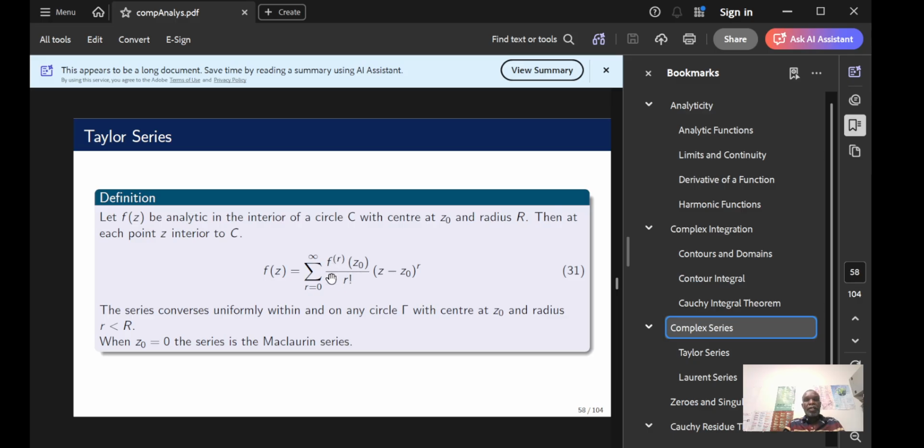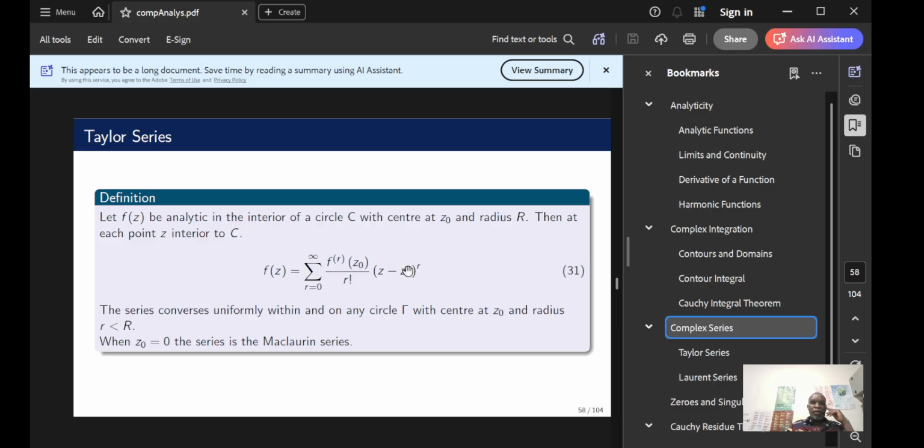z minus z naught to the power r, which is common to all series expansions. The part that multiplies it is called the coefficient. So the coefficient can be obtained in terms of derivatives. If you know the derivatives, you can get your series expansion. It will converge anywhere inside that circle C.